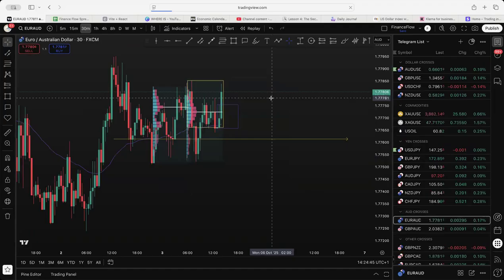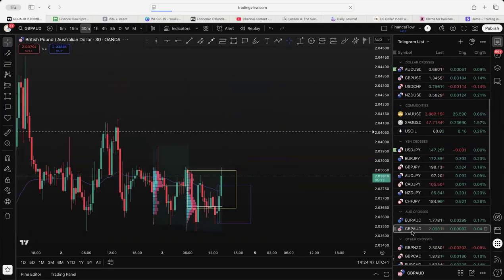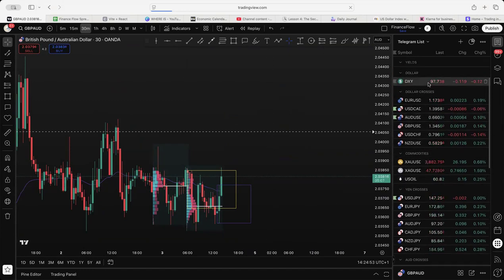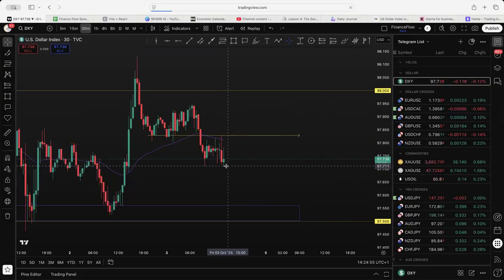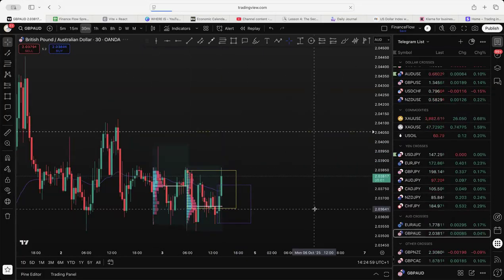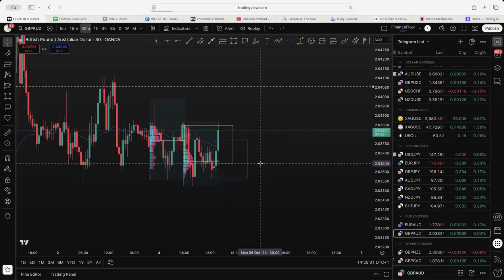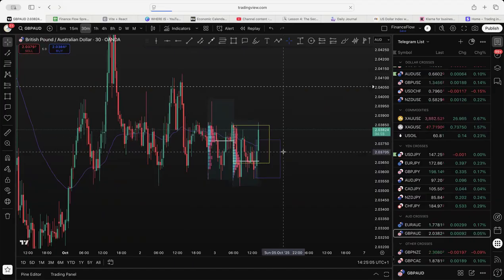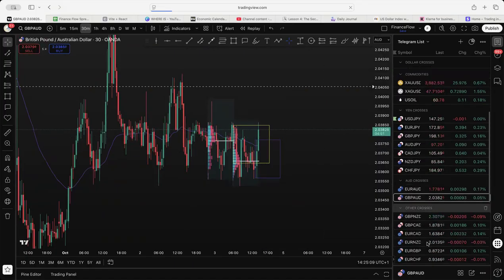Euro AUD and GBP AUD. Now, these are obviously difficult, because if we get a slightly weaker dollar, which we're obviously expecting, then these will drag to the downside, especially probably GBP AUD. But obviously we're breaking out. It's a little bit messy here, so I probably would leave those on their own.